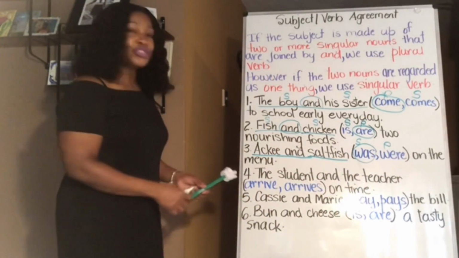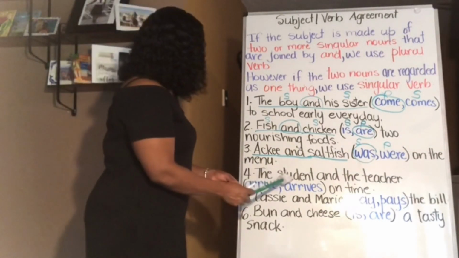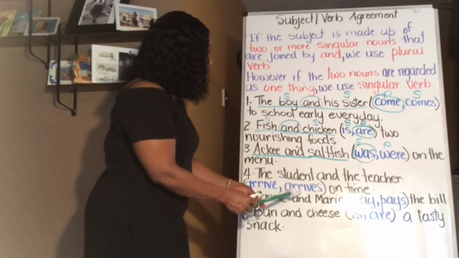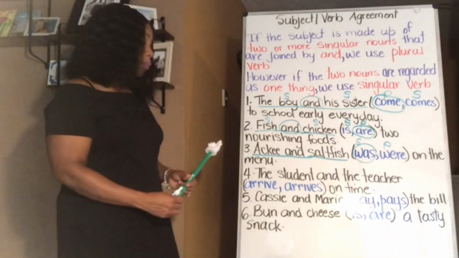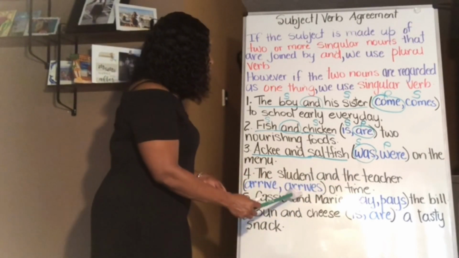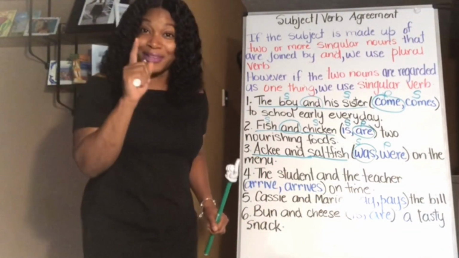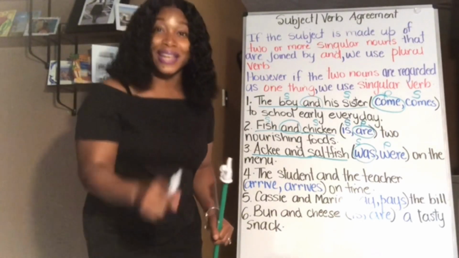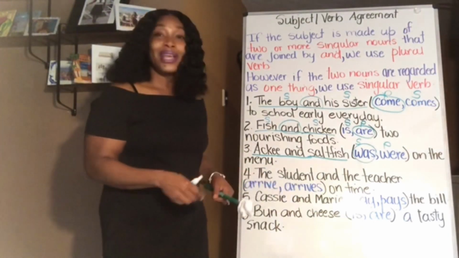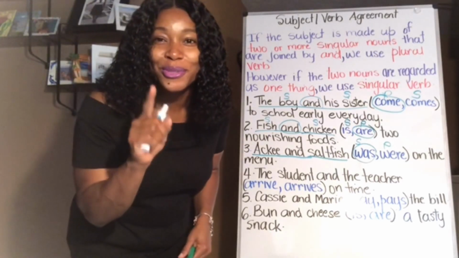All right, I want you to try number 4 and number 5 and 6. So let's go. The student and the teacher arrive or arrives on time. Try that one. The student and the teacher arrives on time. What is the subject? Is it regarded as one thing? Is it regarded as two different things or persons? I don't know. Check it out. What is the verb? Which one is singular? Which one is plural? What are you choosing today?